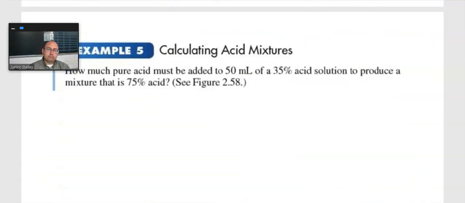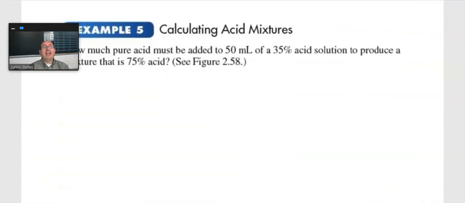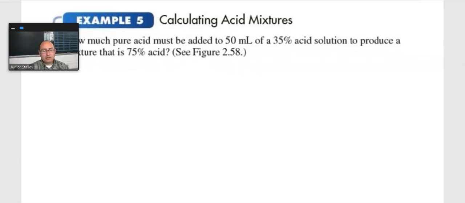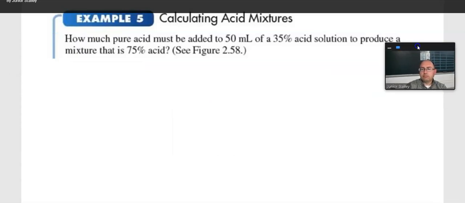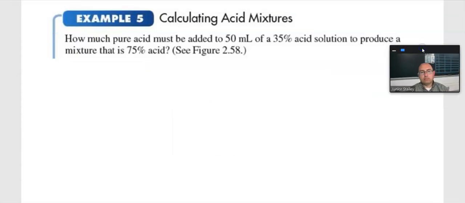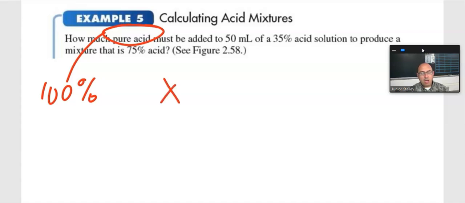Okay, so nice trip down memory lane. Finally get to a question that's not something you have done lots and lots of, but we have seen things like this in the past. How much pure acid must be added to 50 milliliters of 35%? Now, pure acid, that's 100%. We don't know how much that is, so we're going to classify that as x.